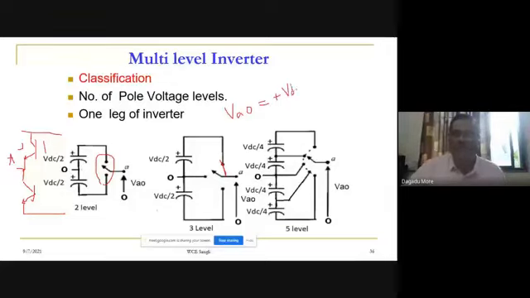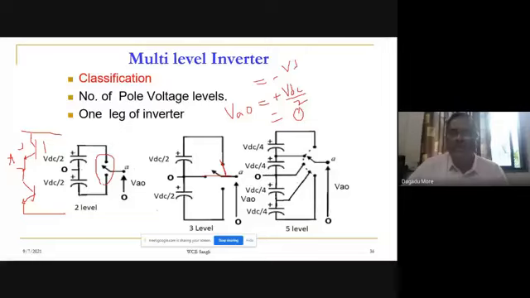Plus VDC by 2. That is one level. When the switch is in the second position, we get VAO equal to 0, since both A and O are shorted. And third, VAO will be equal to minus VDC by 2. With respect to O, our voltage VAO will be minus VDC by 2.